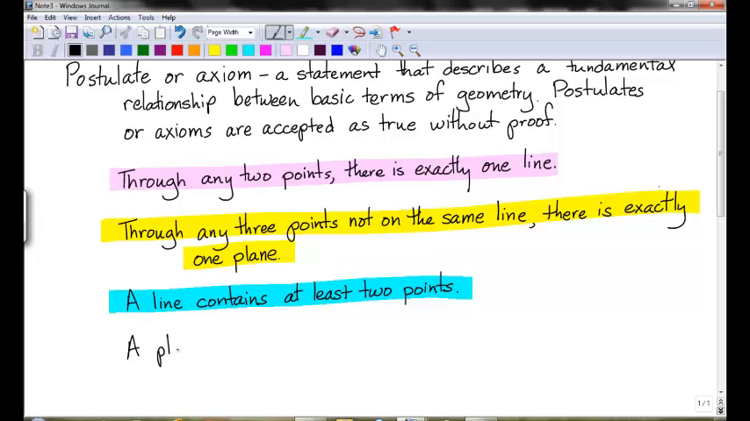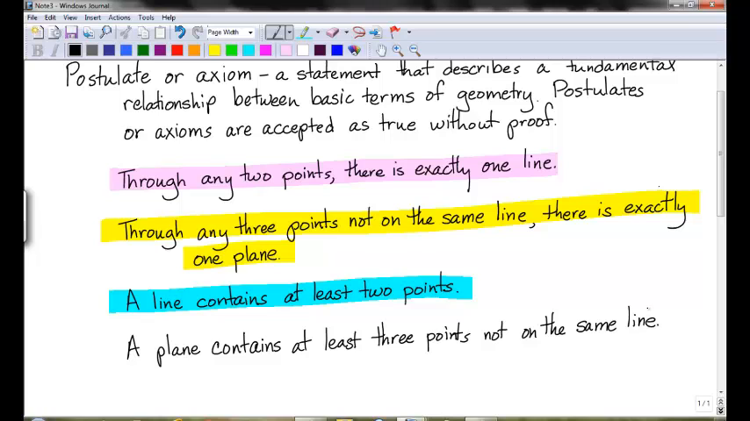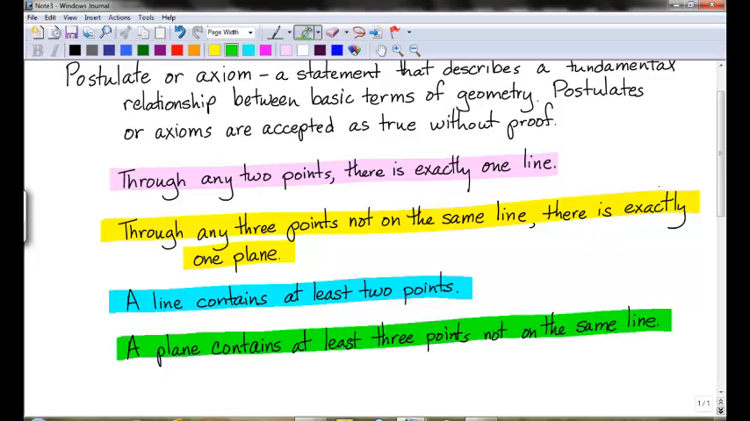A plane, remember a plane is like the floor or the ceiling or a wall or a sheet of paper. But remember, a plane extends out in all directions. A plane contains at least 3 points not on the same line. Remember, for it to be a plane, they have to be non-collinear, like 3 points not on a line. That's how a plane was defined.